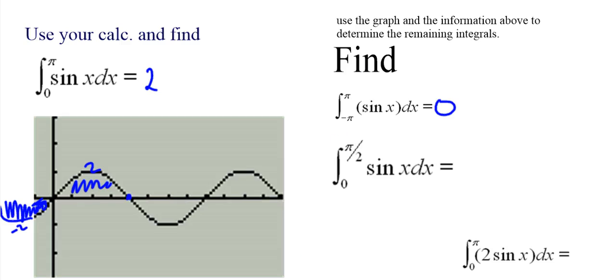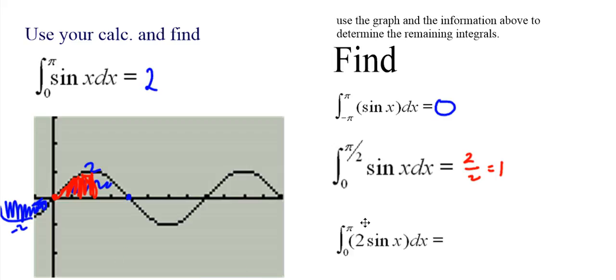Now, if you go from here, let's say we start at 0, going to pi over 2. Well, what happens to this object? What do you think the area is going to be? Well, if you're thinking that I'm splitting this up in half, you're right, because there is symmetry. So our answer would be 2 divided by 2, which would equal 1.